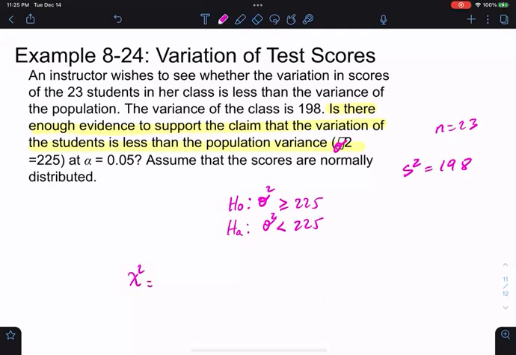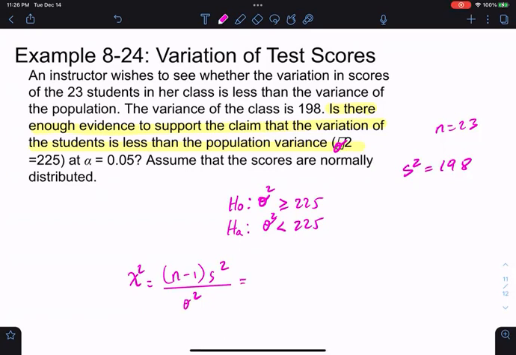Chi-square equals (n minus 1) s squared over sigma squared. That's the formula, so we need to compute. Actually, I'm sorry, I was doing this wrong. This is sigma squared. So now you need to compute that.